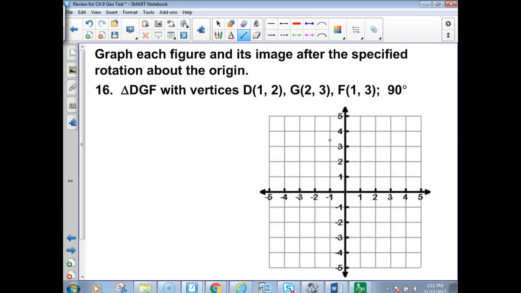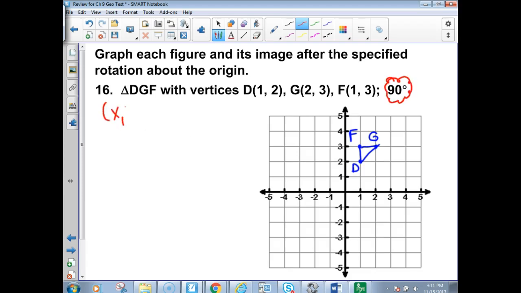All right. 16, we've got 3 points to plot again to get started. 1, 2 for D. I think that's going to be in the way. So I'm going to put D here, 2, 3, wait, G, and 1, 3, F. I've got a little bitty triangle. And it says to rotate it about the origin 90 degrees.